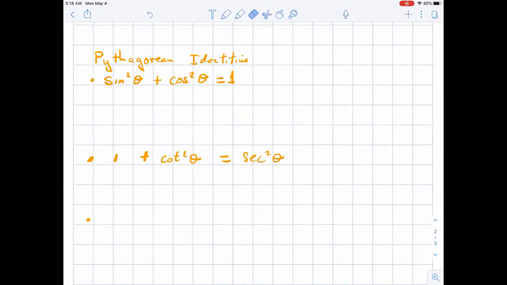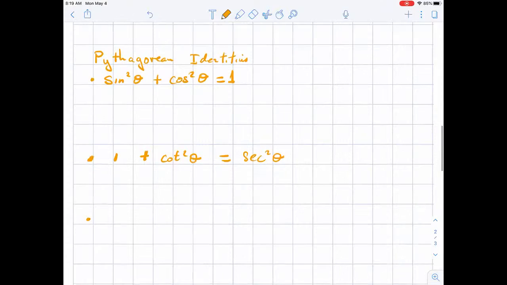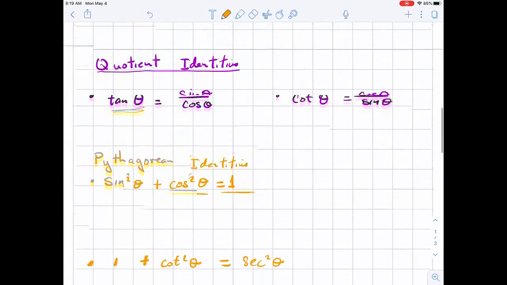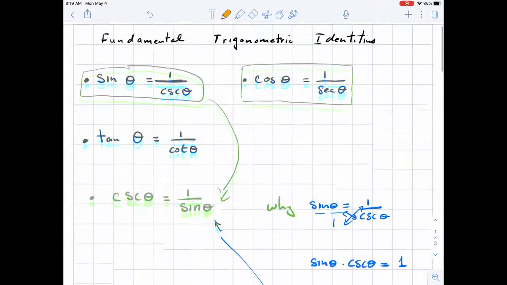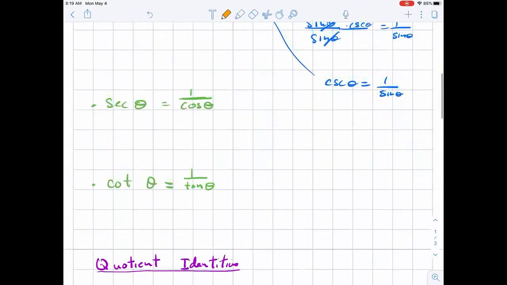So what happens now if we divide every term by cosine? What happens if we divide everything by cosine? So if you divide sine by cosine, this becomes now tangent, right? Plus, if you divide this by itself, you'll get 1. And then if you divide this by cosine, you're going to get 1 over cosine. Where is it?